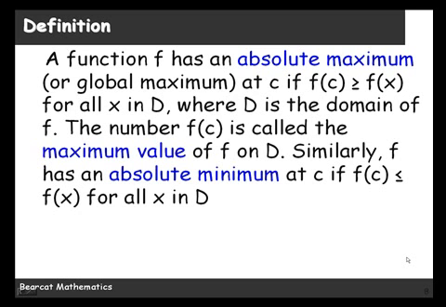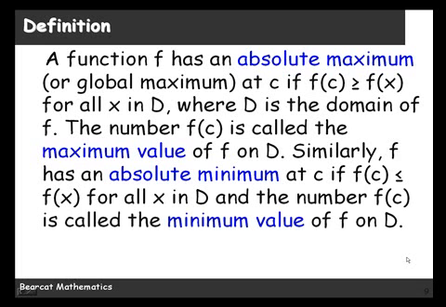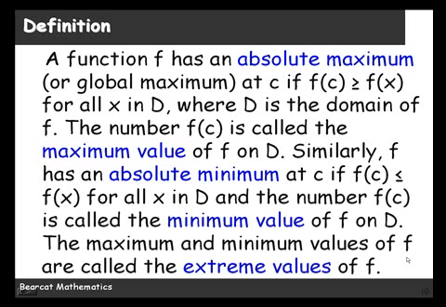Similarly, f has an absolute minimum or global minimum at C if f of C is less than or equal to f of x for all x in D. And the number f of C is called the minimum value of f on D. The maximum and minimum values of f are called the extreme values of f.